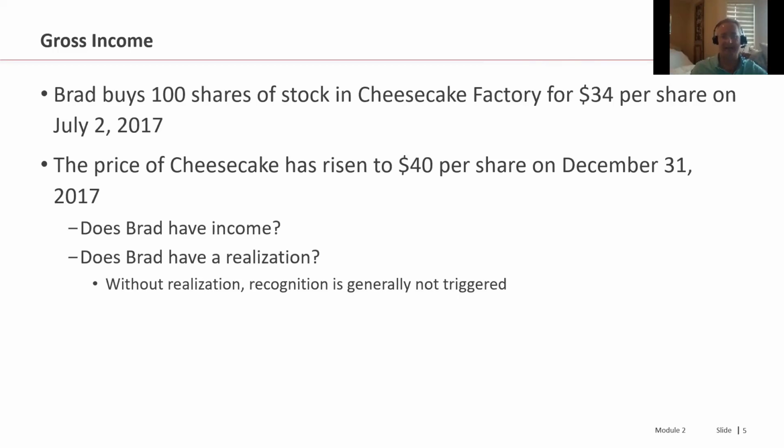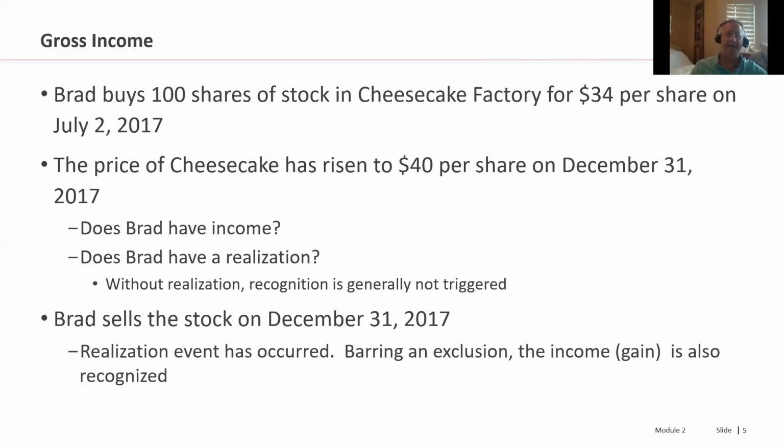And without realization under the tax rules, except in very, very limited circumstances, which are way beyond the scope of this course, recognition is generally not triggered. If, however, Brad sells the stock on the last day of the year, now a realization event has occurred. And barring any form of exclusion or deferral, the income or the gain is almost certainly recognized.